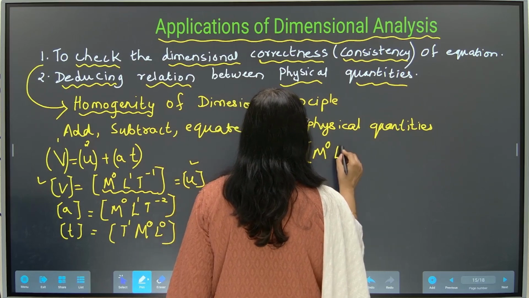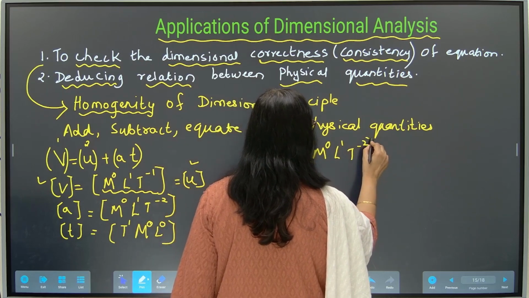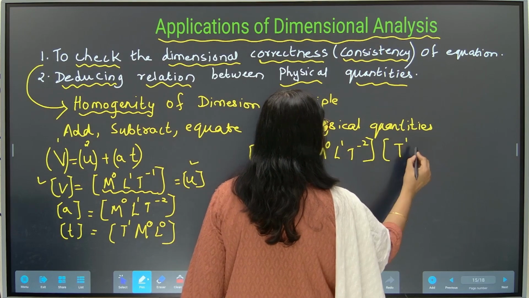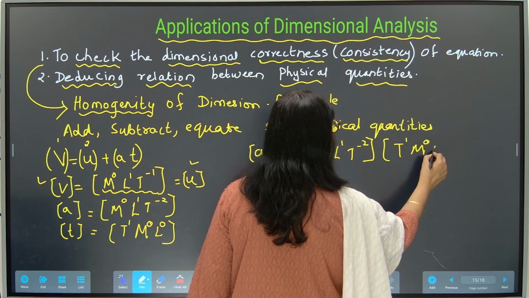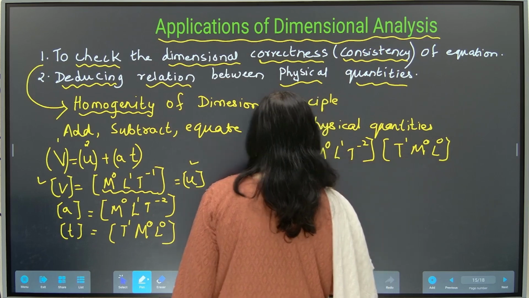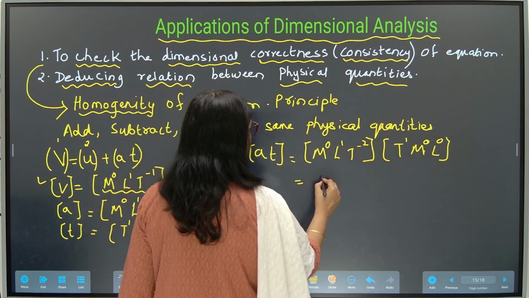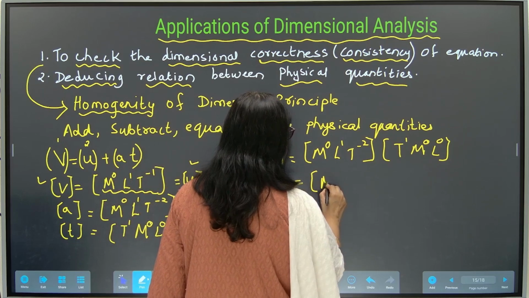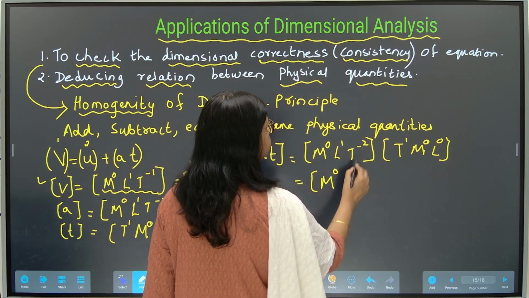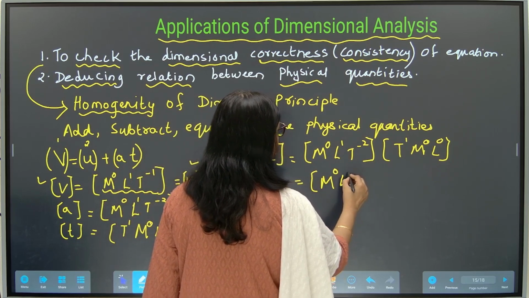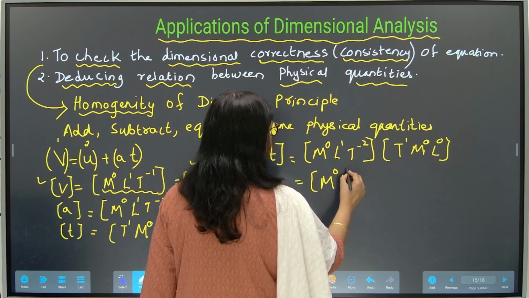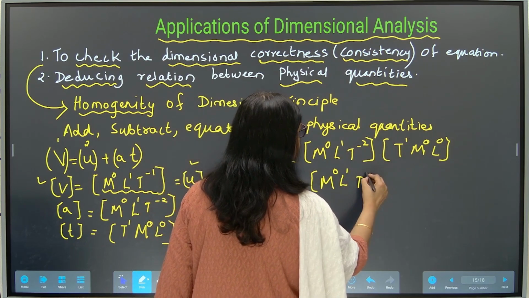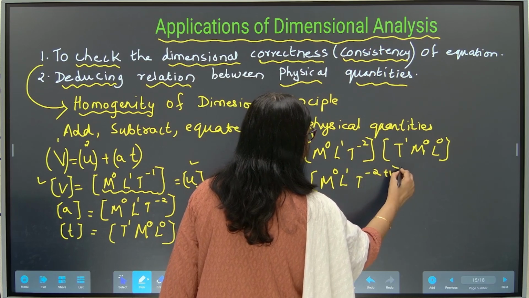M0 L1 T^-2. This is from our memory. T is T raised to 1, M raised to 0, L raised to 0. So adding the exponents, because the base is the same, M has 0 plus 0, so 0. L has 1 plus 0, so 1. T has minus 2 plus 1, so minus 1.